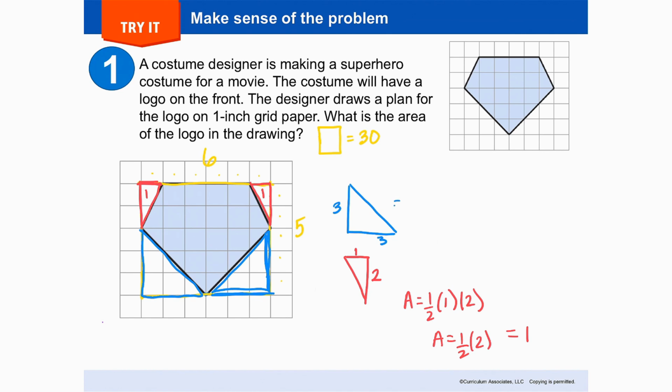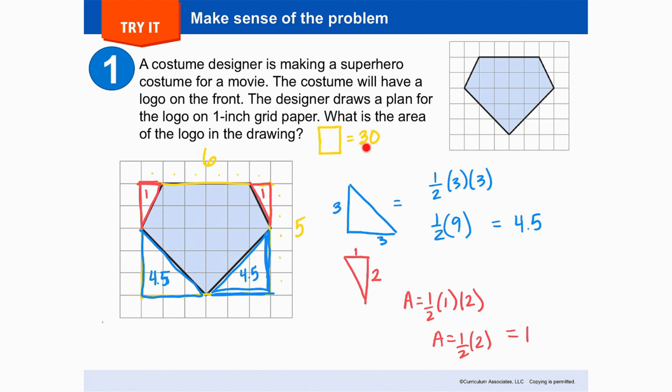Now we're going to look over here at this triangle. We have half base times height. So half of 9 is 4.5. So this one's worth 4.5 and this one's 4.5. Now, because I have all my areas, I'm going to go ahead and remove these ones because those aren't the blue shape. We don't care too much about these guys.